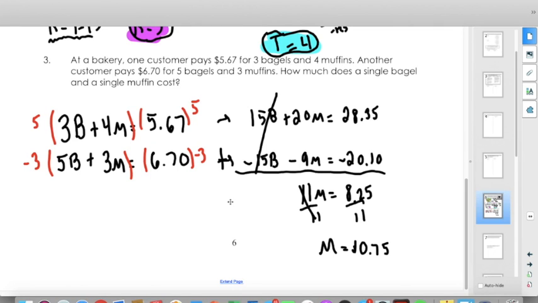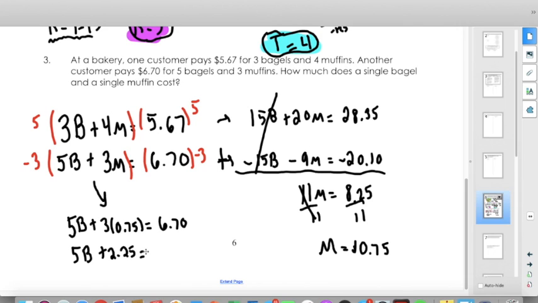Okay. Now, we've got to figure out how much a bagel costs. Well, does it matter which one we substitute back into? Nope. So let's just do this one. So 5b plus 3m, where m is now 0.75, we found out, equals 6.7. $6.70. Okay, 5b plus 2.25 equals 6.70.